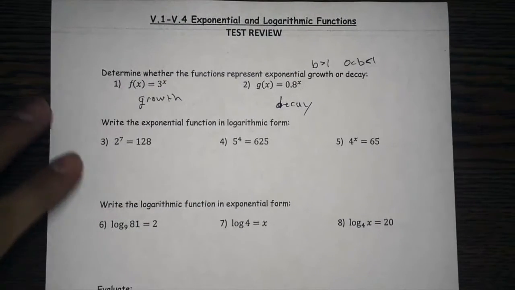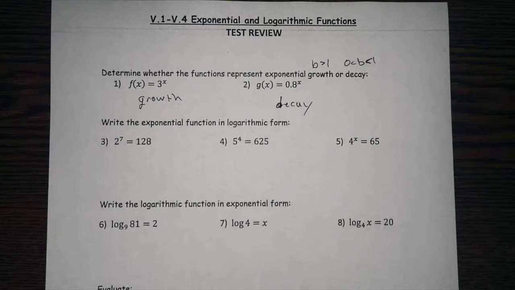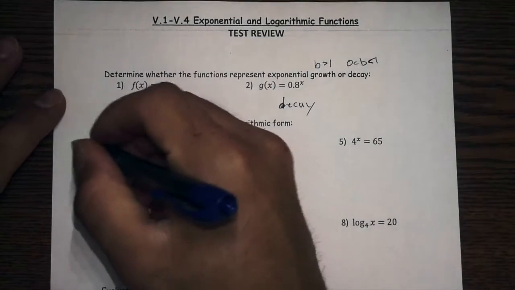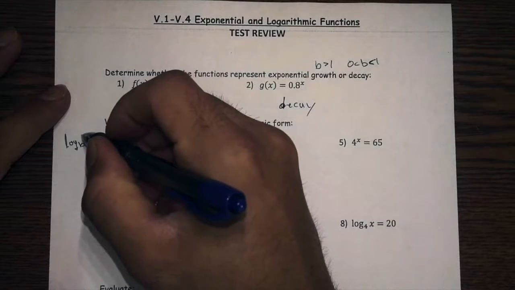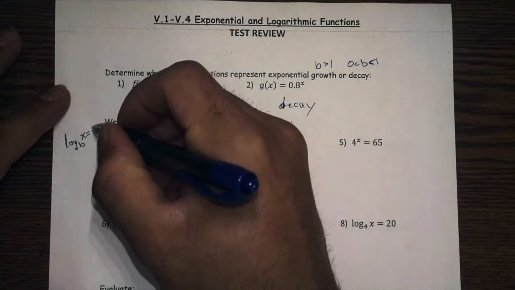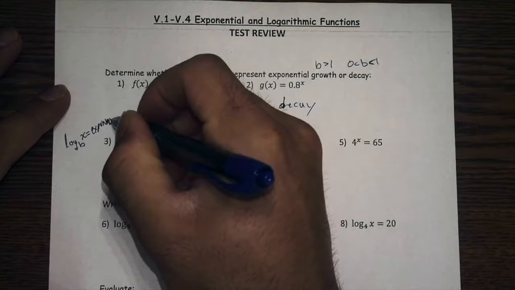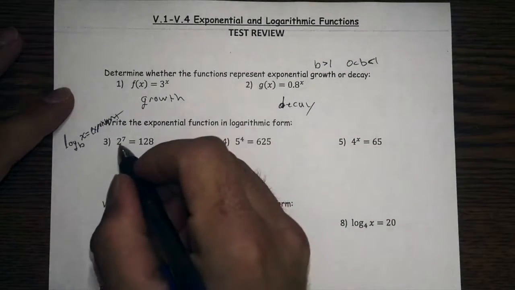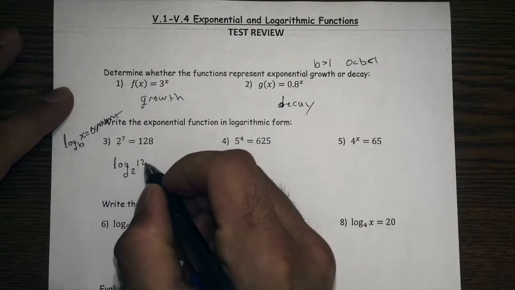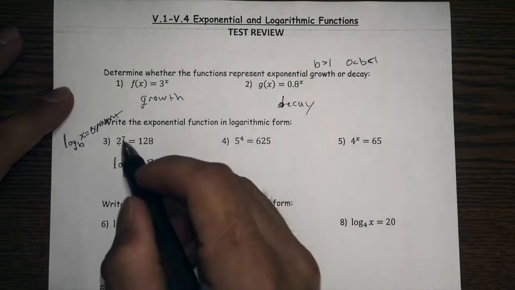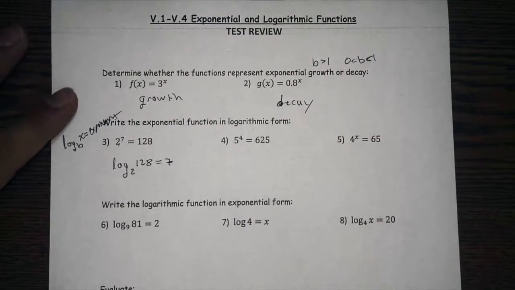All right. Numbers 3 to 5. Write the exponential function in logarithmic form. Remember, the exponent is always the answer of the logarithm, right? So we'd have log base of some number, we'll say x, equals the exponent, right? So here the base is 2, so log base 2 of 128 equals 7, right? It's always equal to the exponent.